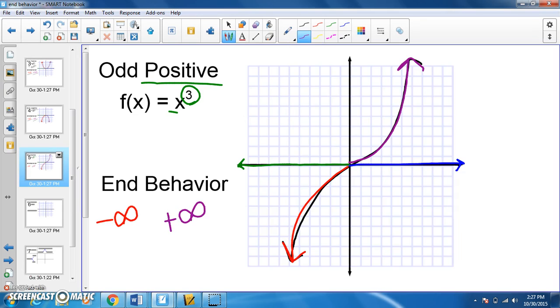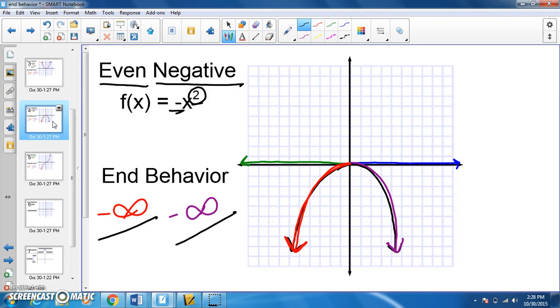So now we have something different. We have our end behavior going from negative infinity to positive infinity for an odd function. So we're landing in opposite directions, whereas when we had an even function, we were landing in the same direction.